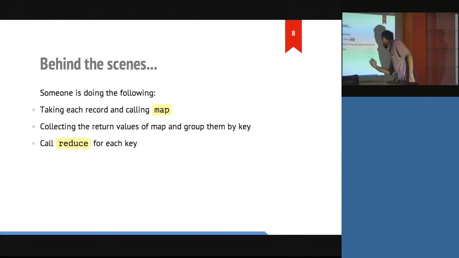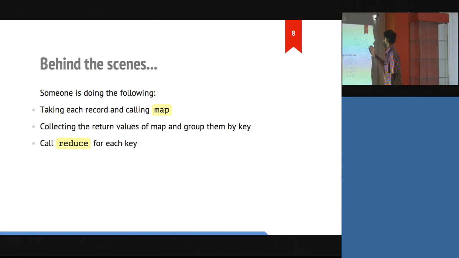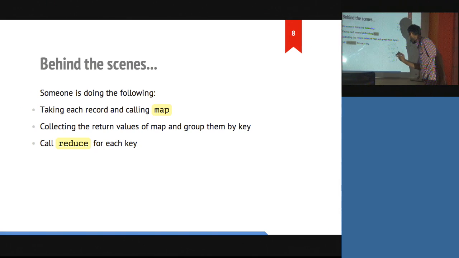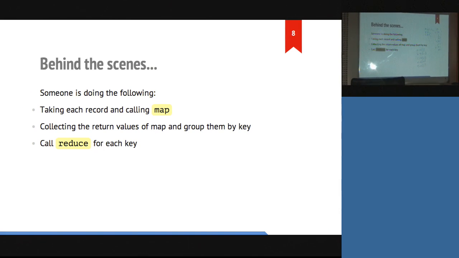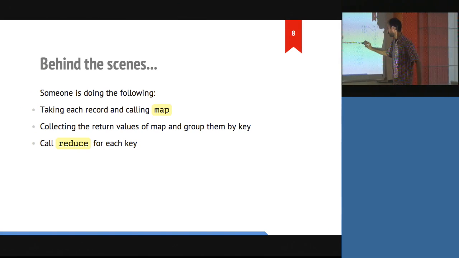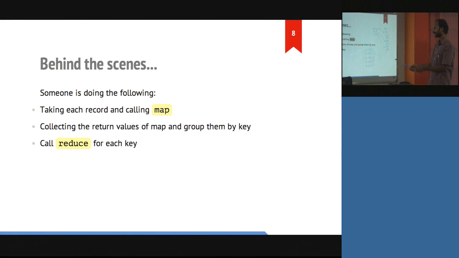B will again get 2. E will get 1 from S. Okay, let's add one more D so that it gets 3. So D I actually have here. Now, this step actually somehow groups all of them and then calls the reduce function.